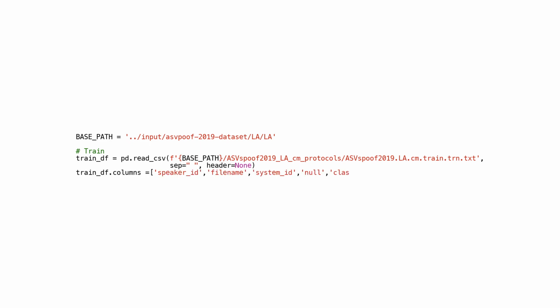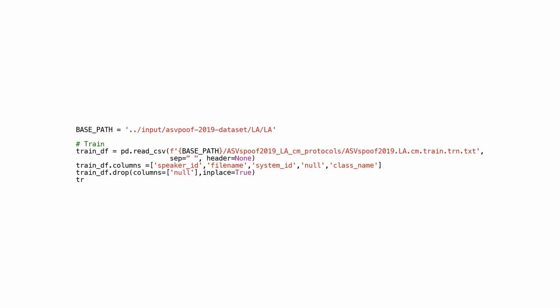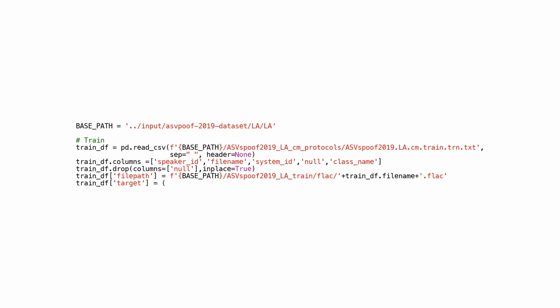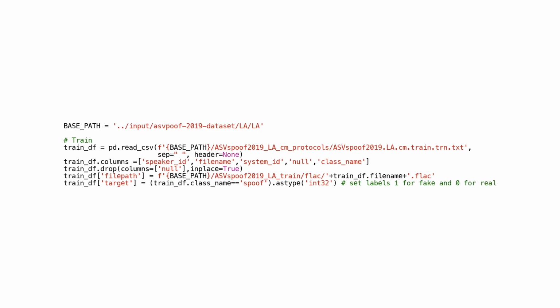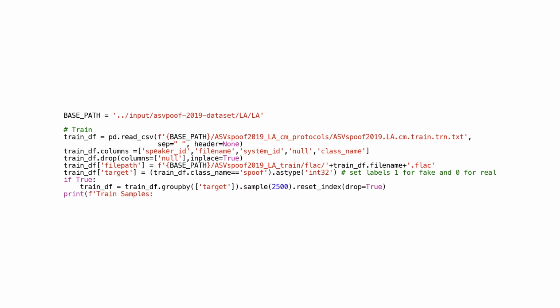Next up, it's like a magician waving a wand. It turns the class_name column into a binary superhero. It's a battle of good versus evil, with 1 being the sneaky spoof and 0 the real deal. Now, if things get a little lopsided in the data frame, meaning there's more of one class than the other, it swings into action. It randomly grabs 2,500 rows for each target, making sure your data's all nice and balanced.